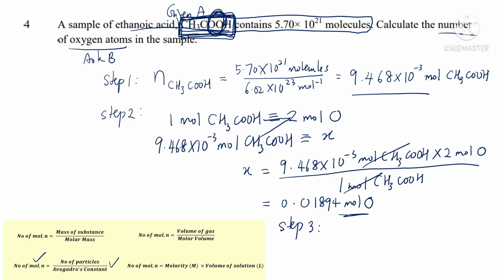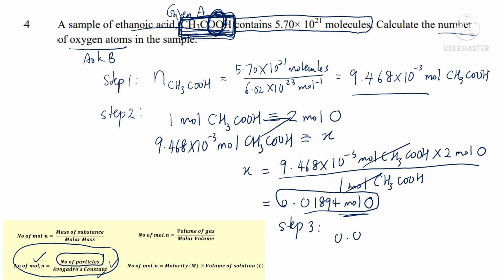Again, we have the number of moles. We want to find the number of oxygen atoms, and we know the Avogadro constant. So again, it's the same formula, but now we are finding the oxygen atoms. We want to find the number of oxygen atoms. We have the number of moles of oxygen, which is this.